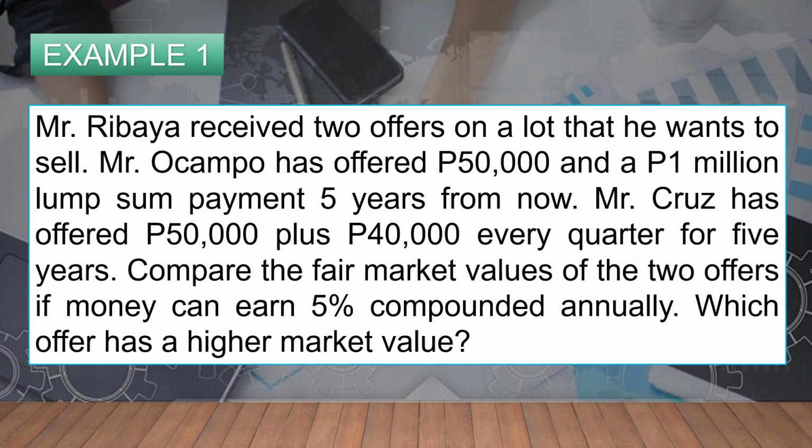Now, let's understand further about fair market value with this given example. Mr. Ribaya received 2 offers on a lot that he wants to sell. First offer is from Mr. Ocampo, who offered 50,000 pesos and a 1 million lump sum payment 5 years from now. Another offer from Mr. Cruz. Mr. Cruz has offered 50,000 pesos plus 40,000 pesos every quarter for 5 years. Compare the fair market values of the two offers if money can earn 5% compounded annually. Which offer has a higher market value?